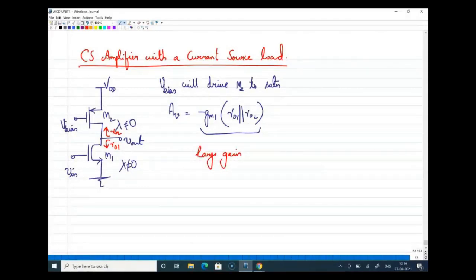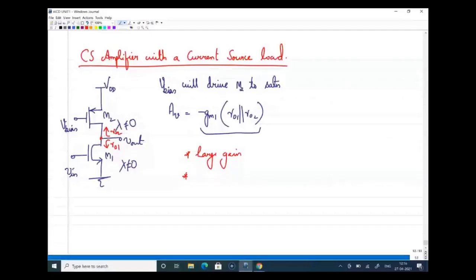Gain is large. Now, the second factor is, can you tell me what kind of output impedance, looking at the output node? Can you comment whether the output node is a low impedance node or a high impedance node?